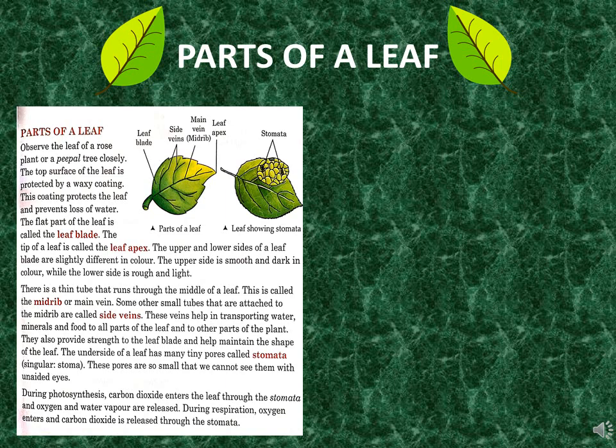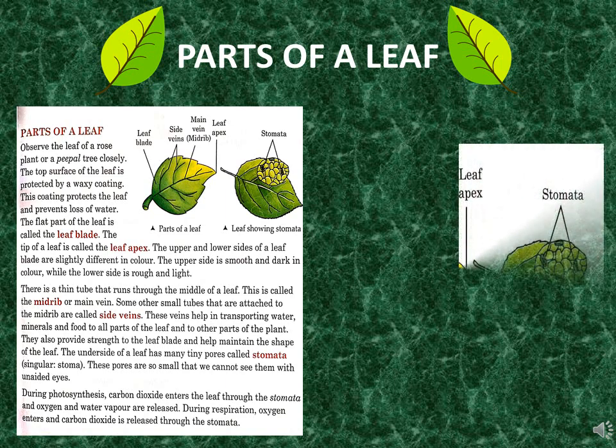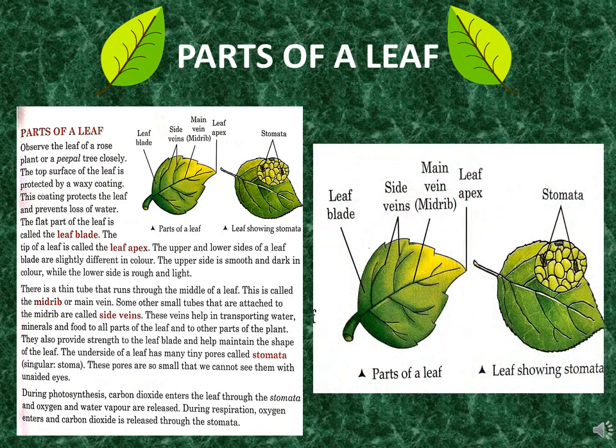The flat part of the leaf is called the leaf blade. If you see the picture, parts of a leaf, on page number 13, you can see the flat part of the leaf, it is called leaf blade. The tip of a leaf is called leaf apex. The upper and lower sides of a leaf blade are slightly different in color. The upper side is smooth and dark in color and the lower side is a bit rough and also a little bit faded or light in color.